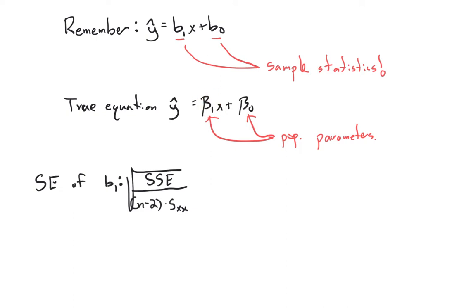This is the Greek letter beta. So our question is, the sample slope that we calculate, is that actually useful for us? So that's kind of our question here. Is this useful?